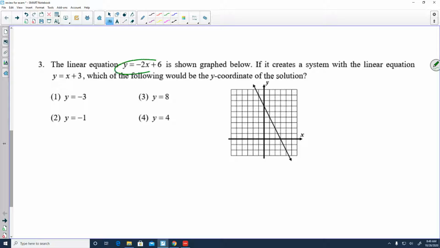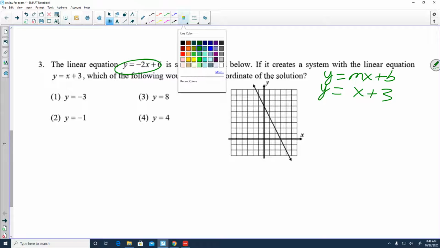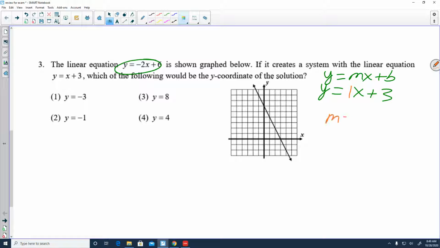So they gave us this graph. We don't need to graph it. But we do need to graph y equals x plus 3, all right? Recall that when we are graphing a line in the form y equals mx plus b, our slope is m and our y-intercept is b. So here, we don't have any number written in front of the x, so our slope is 1. And our y-intercept is 3.